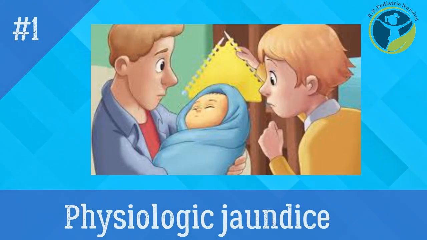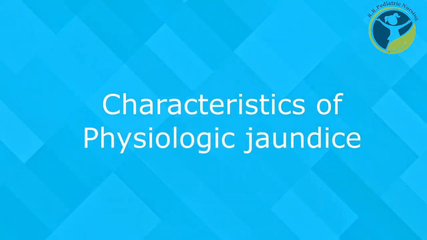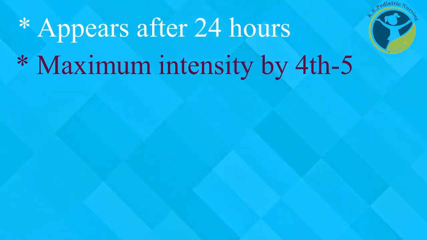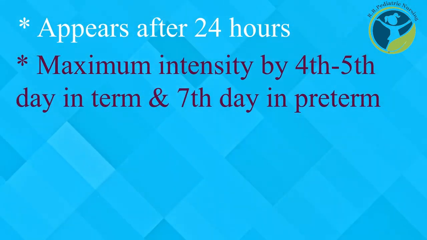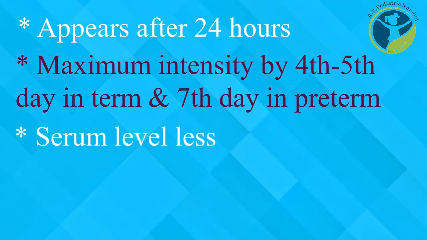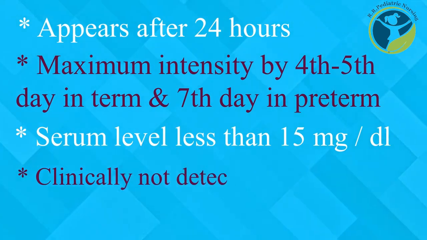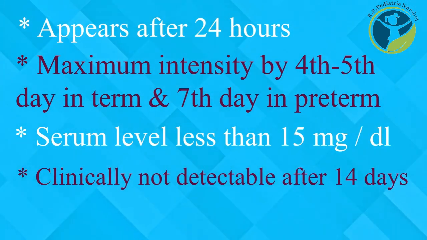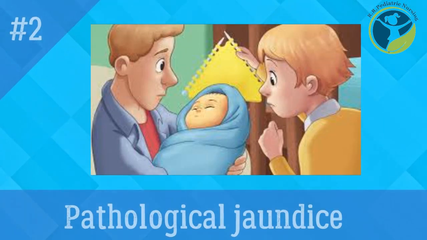Physiologic jaundice. Characteristics of physiologic jaundice. Appears after 24 hours. Maximum intensity by 4th to 5th day in term and 7th day in preterm. Serum level less than 15 mg per dl. Clinically not detectable after 14 days. Disappears without any treatment.